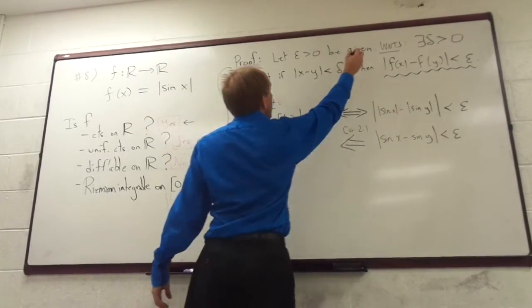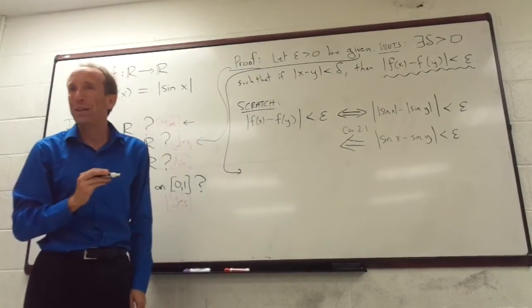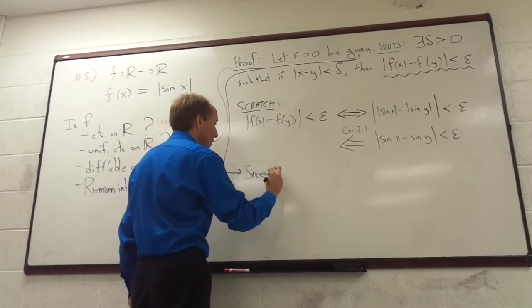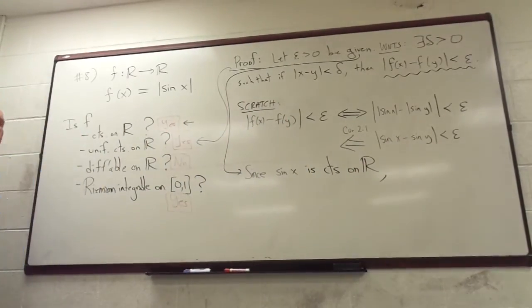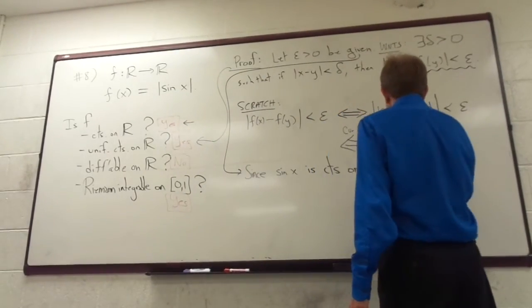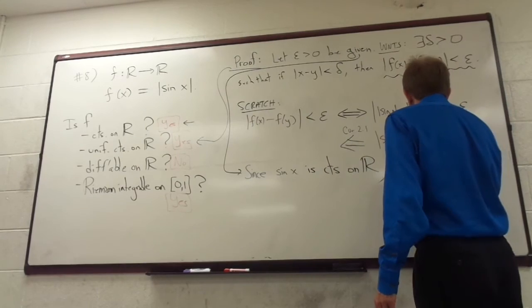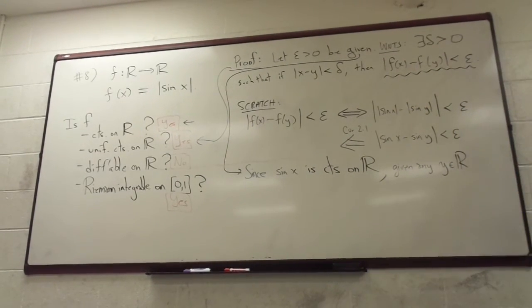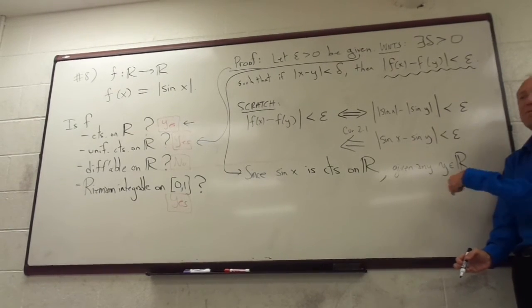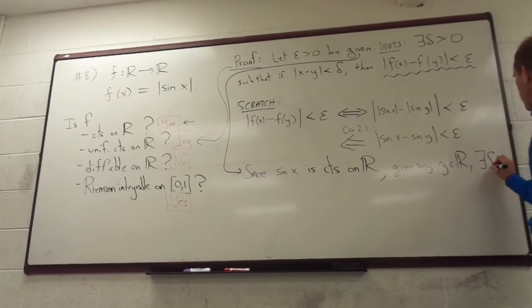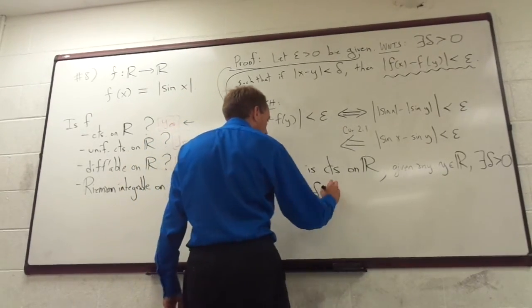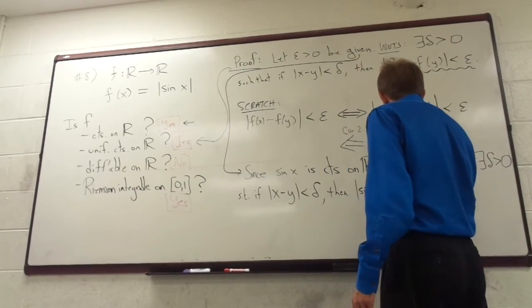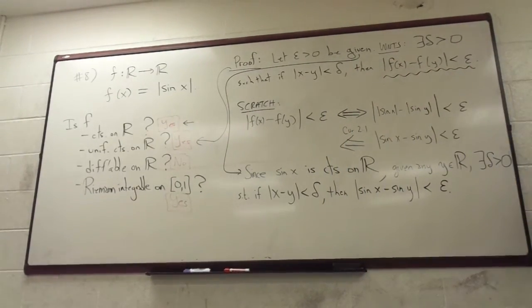Okay, so this is the last thing we wrote. Let epsilon greater than 0 be given. So let's do this. Since sine of x is continuous everywhere, so it's continuous on R, then given any y in the real numbers, so take any point, the y is like the c in the definition of continuity, right? Then there exists a delta greater than 0 such that if the absolute value of x minus y is less than delta, then the absolute value of sine of x minus sine of y is less than epsilon. Is everybody okay with that?